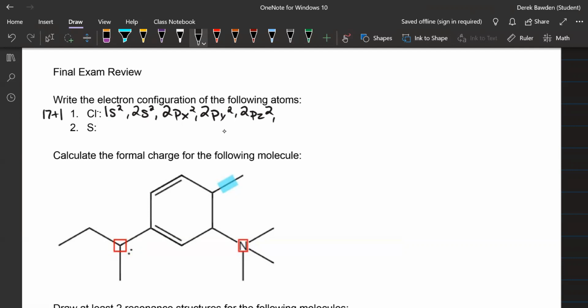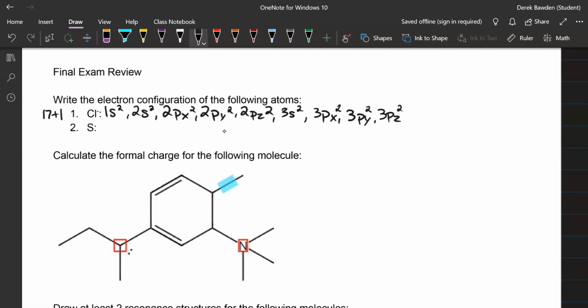So let's carry on. We're going to have 3s2. Now we need 6 more. So now we're going to go 3px, 3py, 3pz. Are all 3 of these going to be completely filled, or are we missing some? Completely filled. Perfect. All right. So that's how we do the electron configuration for that.